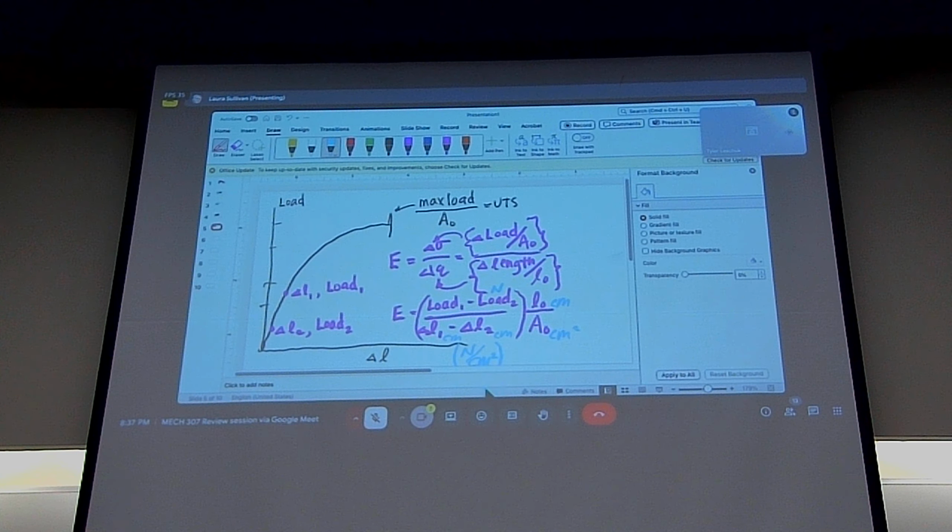So whatever you get in newtons per square centimeter, you're going to take that times 10 to the 4 to get into pascals, and then you're going to divide it by 10 to the 9 to get into gigapascals.